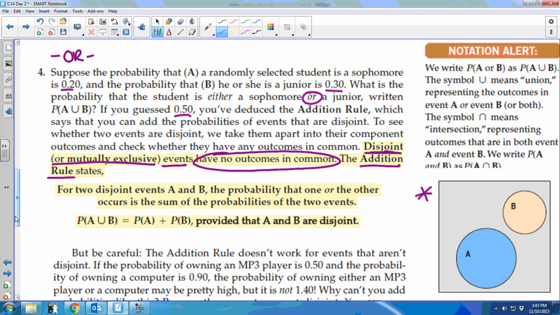So if you have two disjoint events and you're looking for the probability of one or the other, not both, then you can just add those probabilities together. This notation right here just means the union. It's set notation, and it represents or. If you have one event or the other, you can add those two together. That's the addition rule.